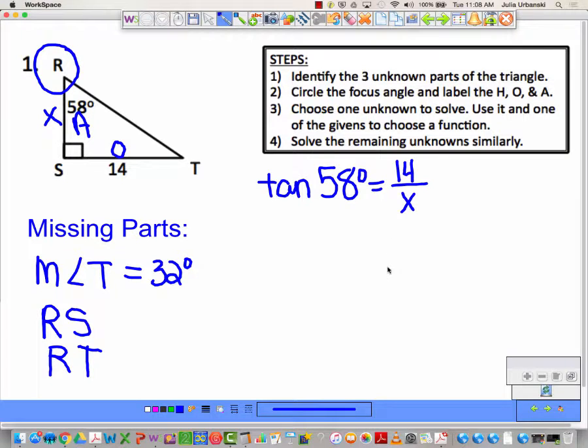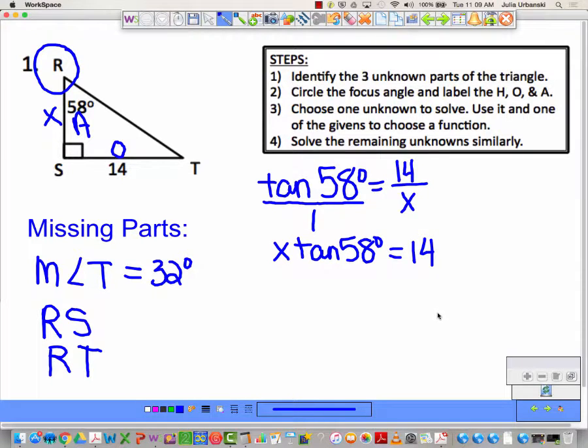Now, some of you know the shortcut right here. When x is on the bottom, you don't multiply the two numbers, you divide the two numbers. But I'm going to write it out just for everybody to remember again. When you know the degrees, you use the regular button and you cross multiply. You do not use the inverse button. So what we have is x times the tangent of 58, and that equals 1 times 14.